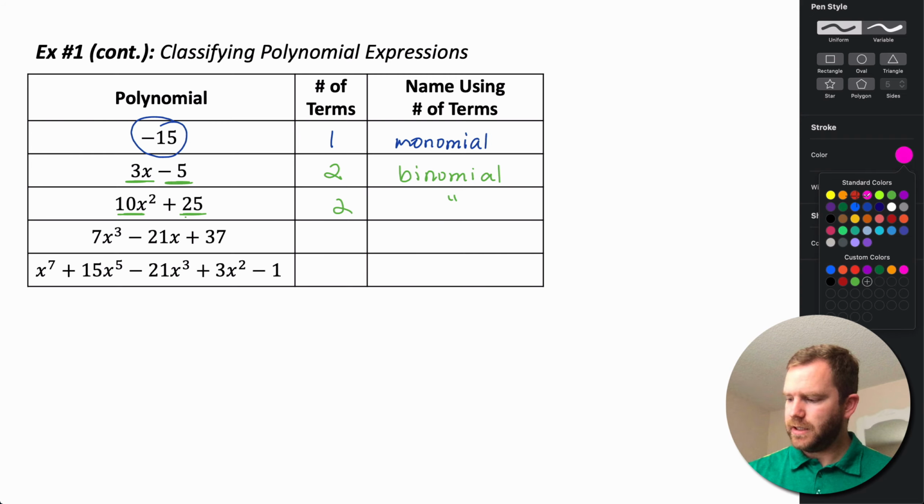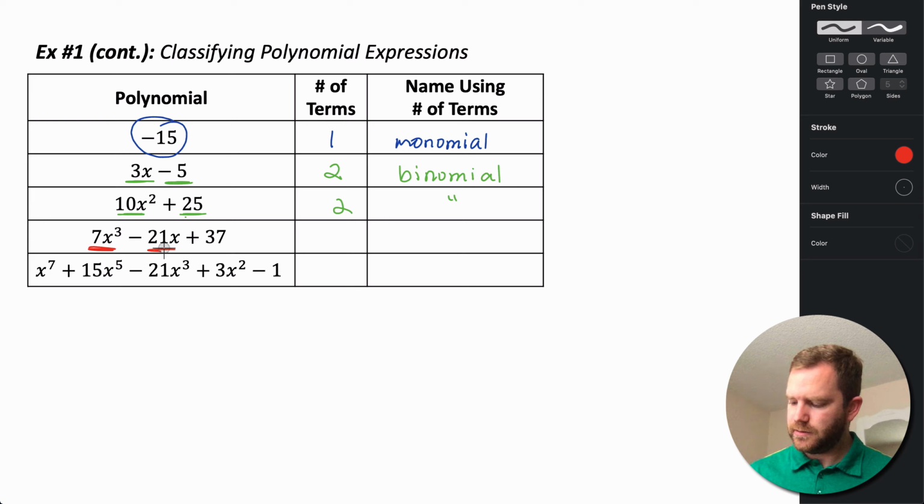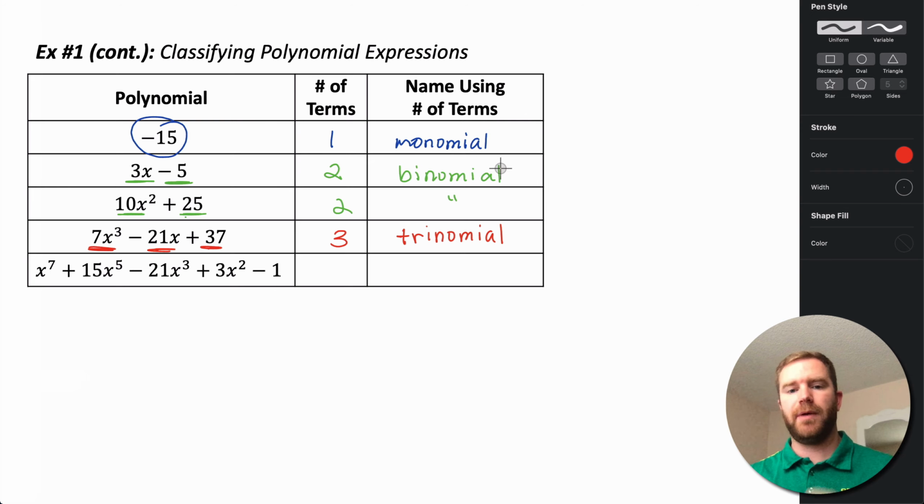In this situation here, we have 1, 2, 3 terms. And a three-term polynomial we call a trinomial. So these are the only three that really have a special name. Monomial for one term, binomial for two terms, trinomial for three terms. Anything after that, we just call it generally a polynomial. Technically, all of these are polynomials as well, but these three have special names.